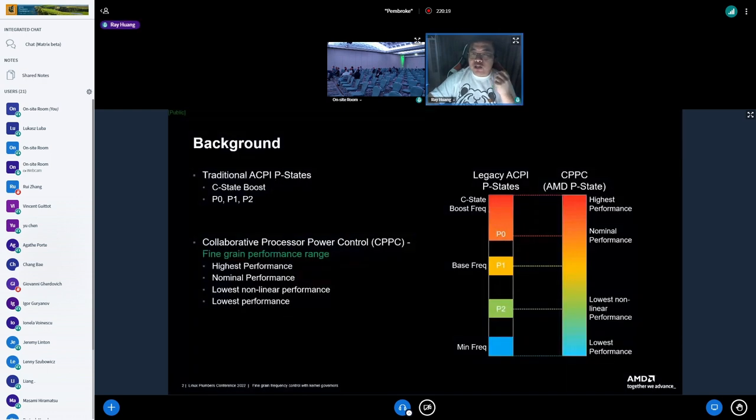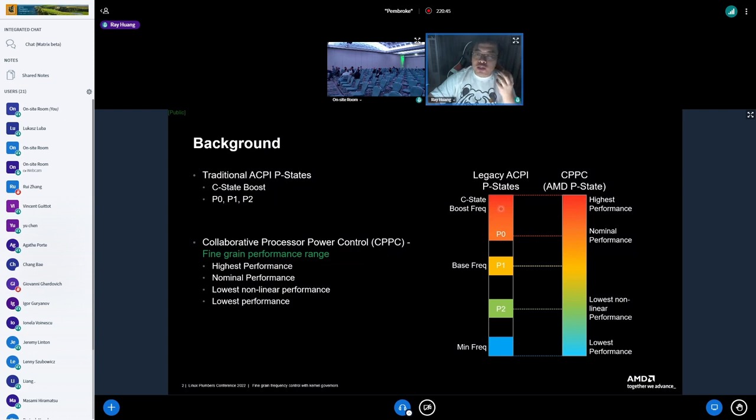Okay, moving to the background. In Linux processors, we support ACPI standardized P-states. It will provide several P-states such as P0, P1, P2, and others to the OS kernel for frequency management according to the system workload in traditional CPU processors.